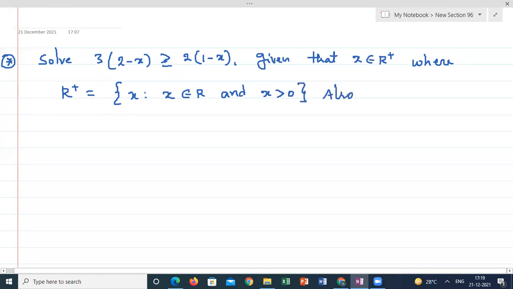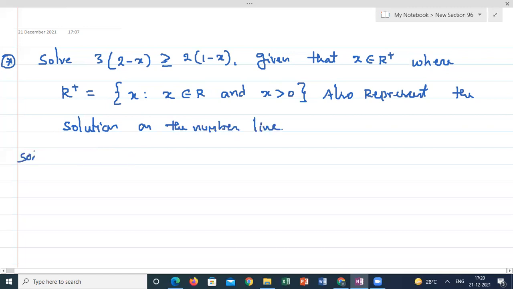Also represent the solution on the number line. Hope you understand the question. First, try to read out the question. I'm giving 2-3 minutes time. Based on that, you have to understand it.